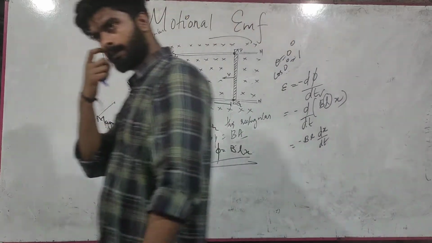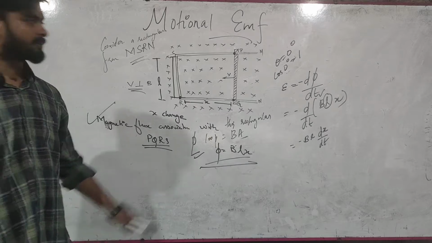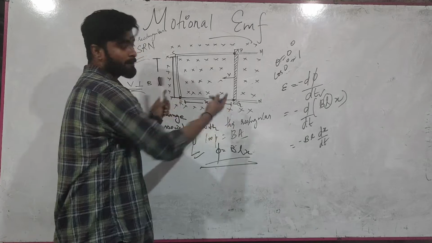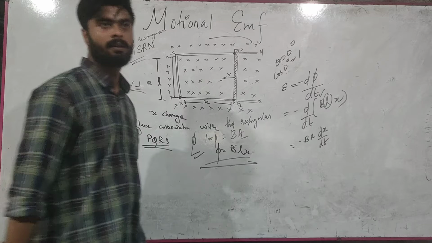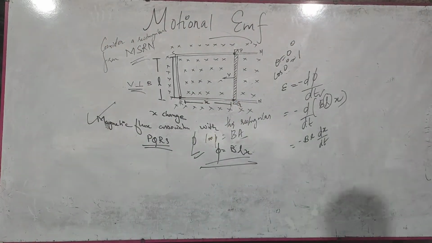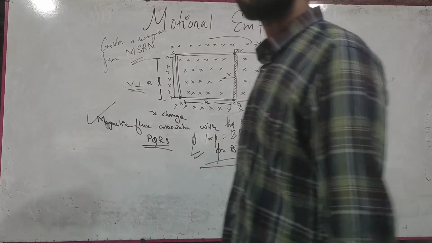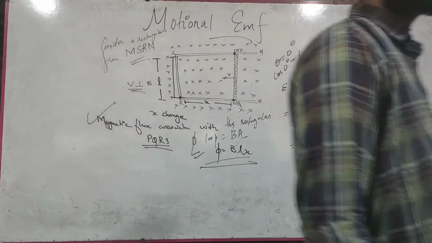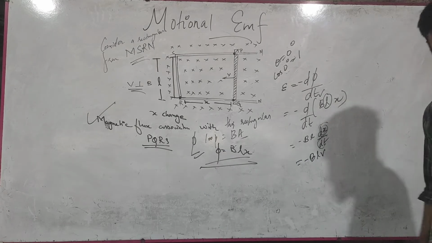Right? Or you can say that this is the displacement of the conductor. So x can be taken as the displacement too, because the conductor is at a distance x. What is the rate of change of displacement? It is velocity. The rate of change of displacement is velocity. So what will be dx by dt? It will be v, velocity v.